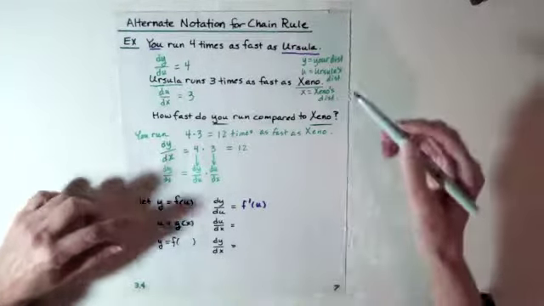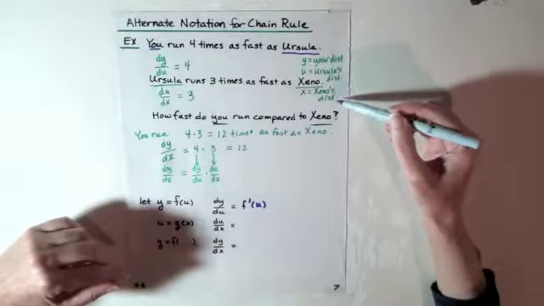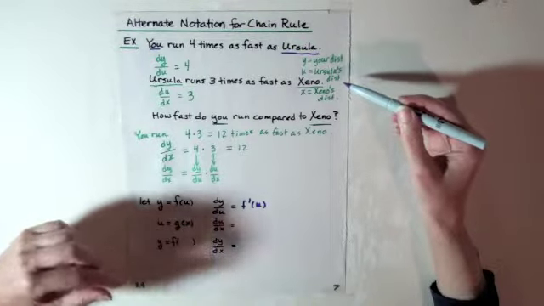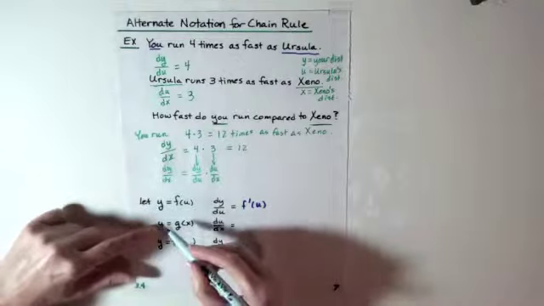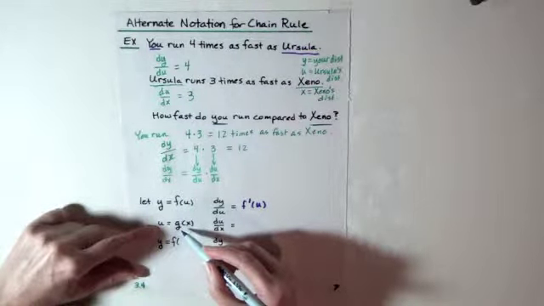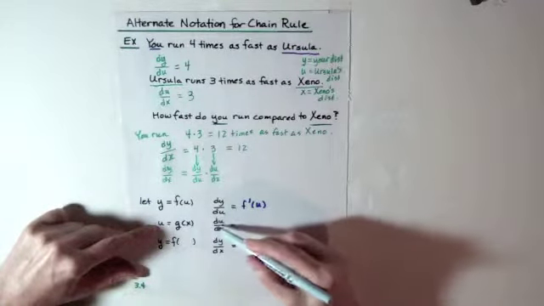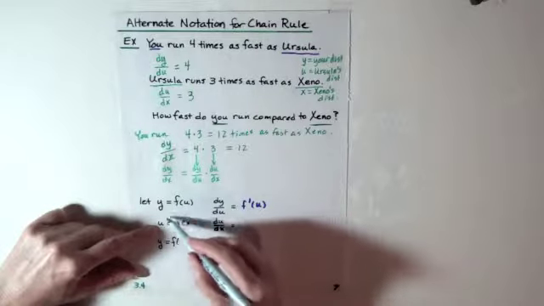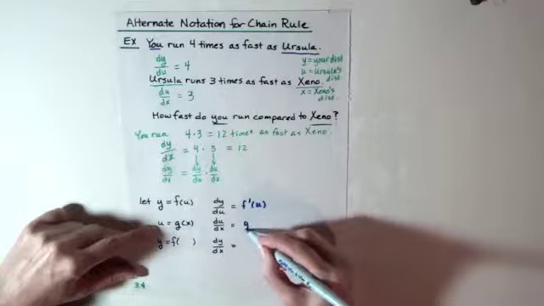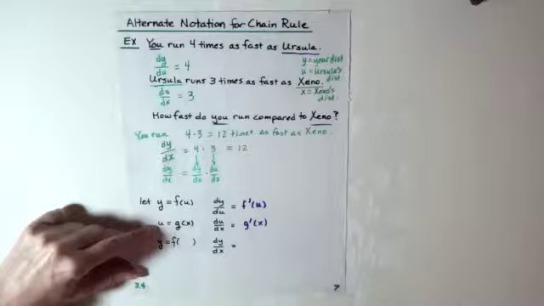The same thing could be said about Ursula and Zeno. u is Ursula's distance, x is Zeno's distance. There's clearly some functional relationship between Ursula's distance and Zeno's distance. So we could say Ursula's distance is some function, I'm calling that g, of Zeno's distance. Then du dx is the derivative of this function. And so I could write it using our functional notation. I could write it as g prime of x.